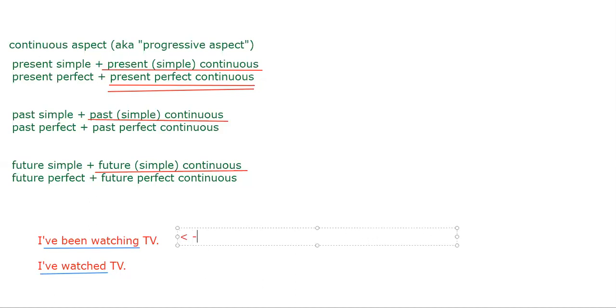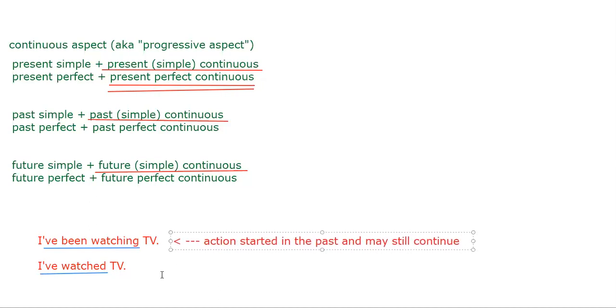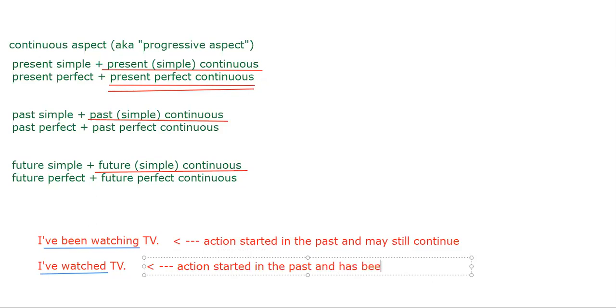Okay. So this one means the action started in the past. This means that the action started in the past and may still continue. This one means that the action started in the past and has been completed. So that's really the difference between the two.